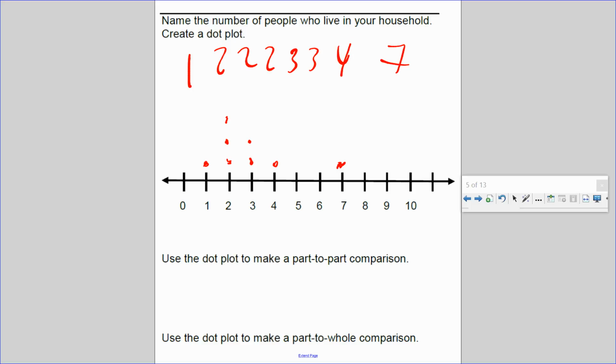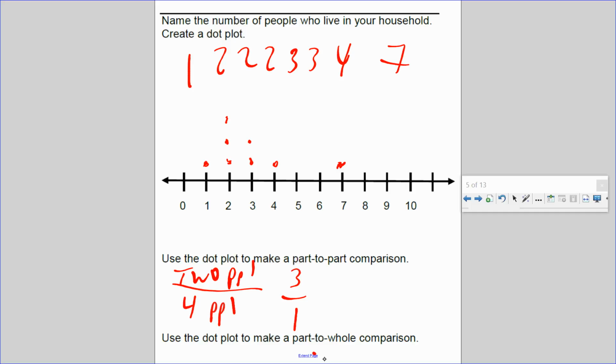So use the dot plot to make a part-to-part comparison. Let's compare 2 people in a household to 4 people in a household. For 2 people in a household, there's 3 of them, and there's 1 for 4 people. So that's a comparison.